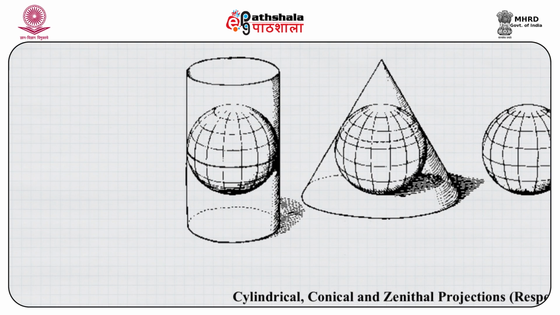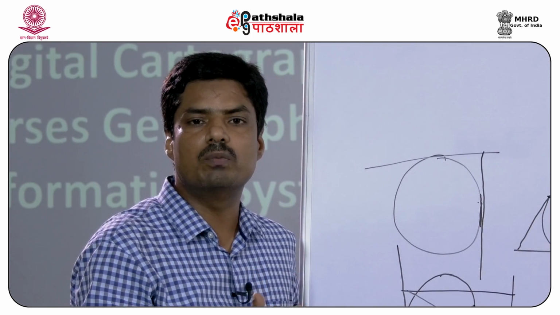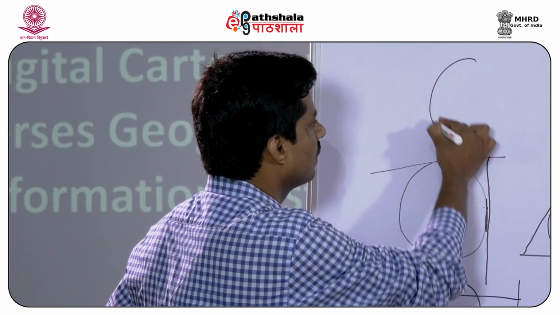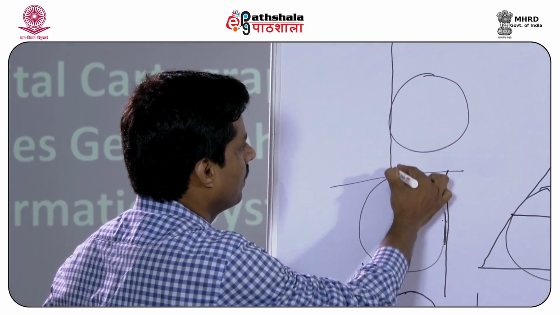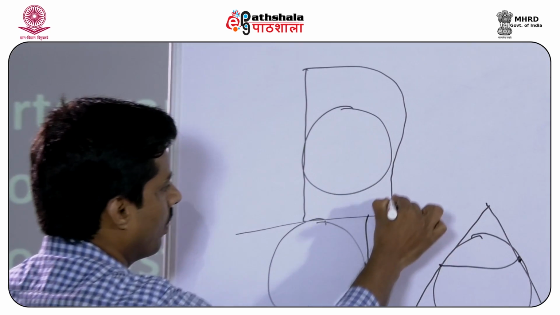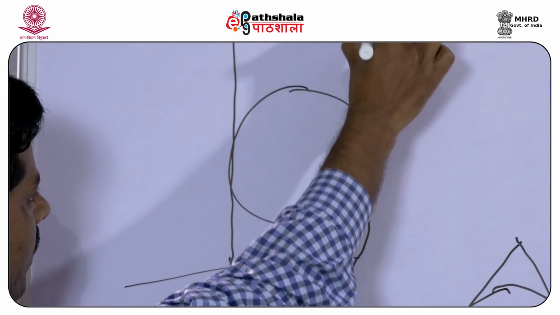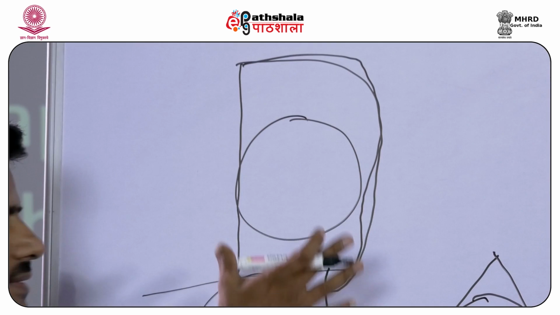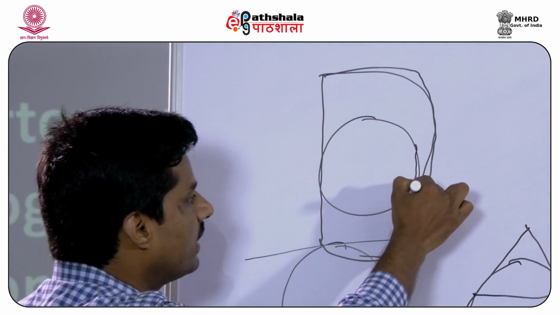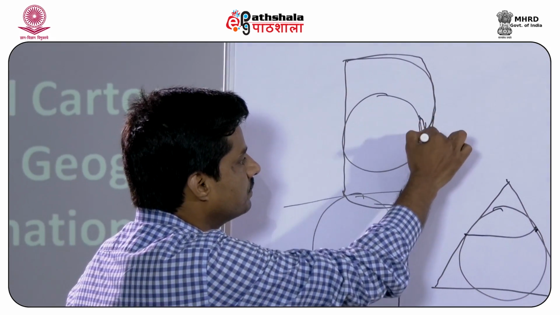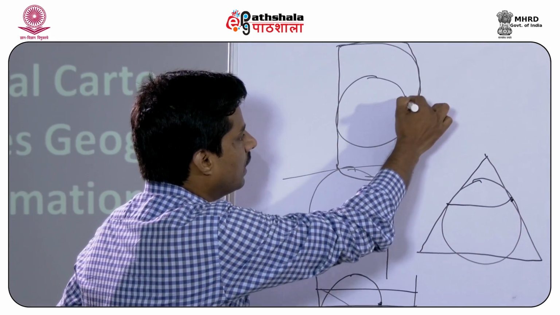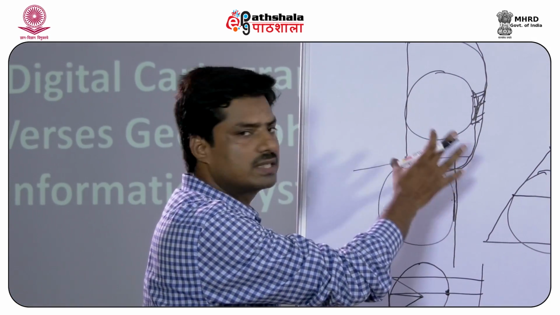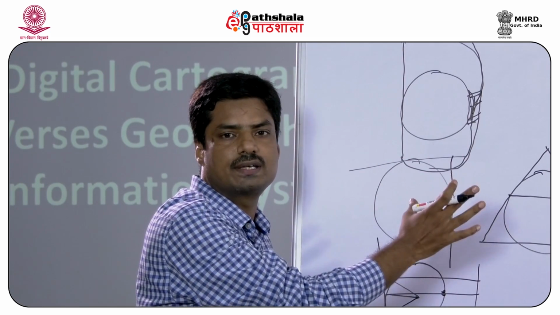Cylindrical projection is what? When we place a globe into a cylinder shape. Look at the map. Here we have a globe and we place it in a cylindrical shape, then this area is tangent along this. The other areas which are not tangent, the scale will not be true in these areas.